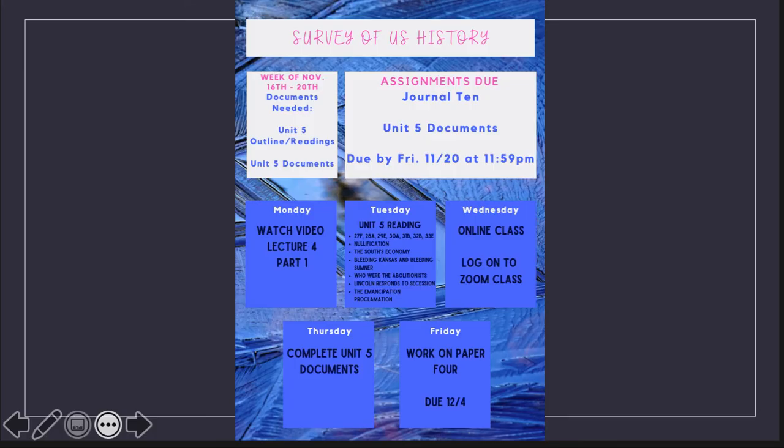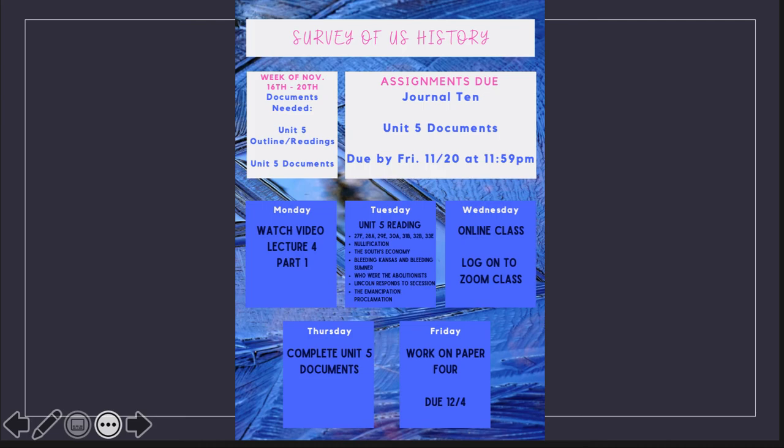Your schedule for this week is as follows. On Monday, you should watch the lecture video. On Tuesday, there's quite a few readings this week, so I gave you a little extra time. You have Tuesday and you also have Friday as a work day to get those readings done and then start planning out your fourth short paper. Wednesday, we'll have our online class, and Thursday, you have a new assignment.